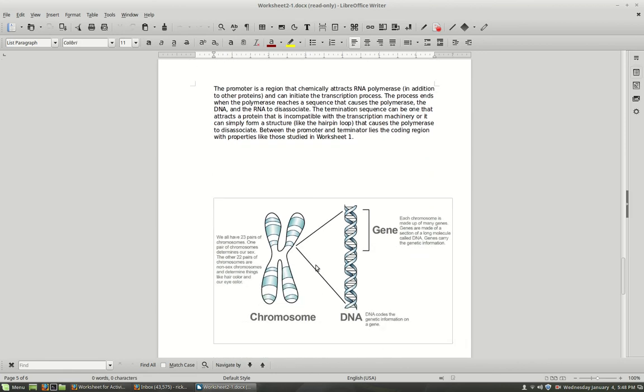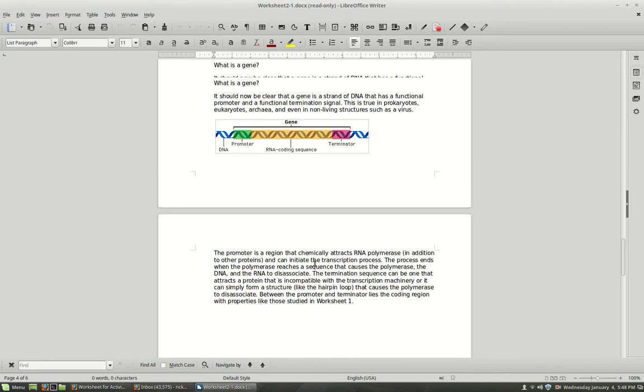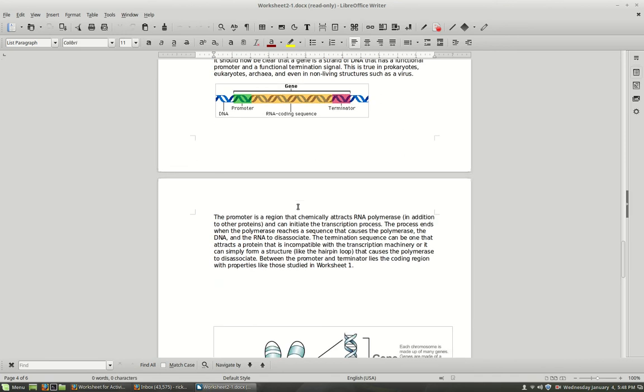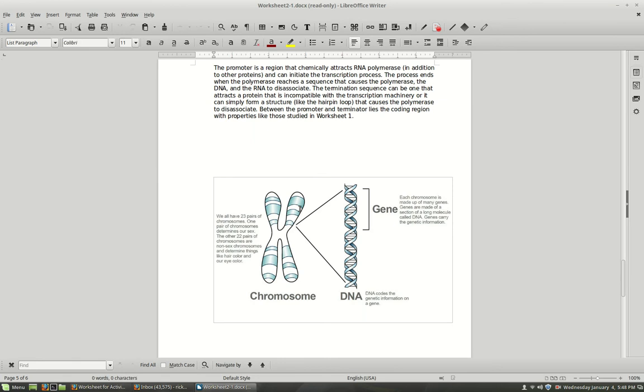hairpin loops or some other structural change in the DNA that causes it to fall off. There are sequences that bind proteins that cause the polymerase to fall off in eukaryotes, and at least Rho in bacteria also enhances the terminator hairpin loop. We'll talk about that at another point.